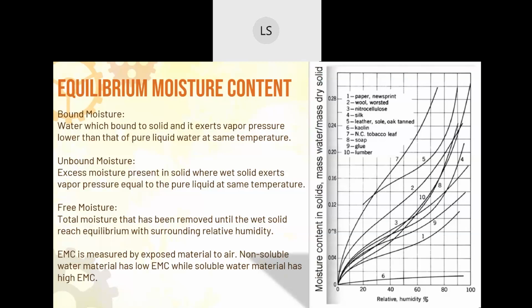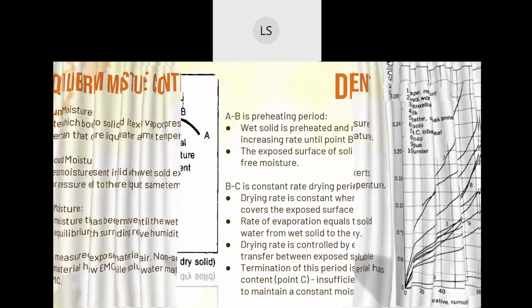So we can conclude from the graph that non-hygroscopic material, which is non-soluble in water, has lower EMC when compared to soluble material, which has higher EMC.